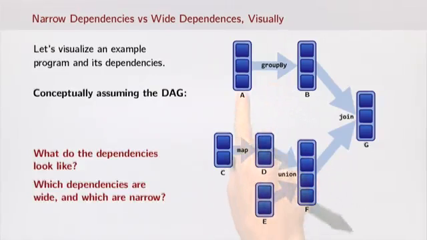So here's a quick exercise for you. If you had to draw the dependencies between each of these RDDs, what would they look like? Which dependencies are wide, and which dependencies are narrow? Try it for yourself. Try to draw it out on a piece of paper and think very carefully about what functions like group by and map actually semantically do. Ask yourself how many dependencies each one of these partitions might have on their parents.